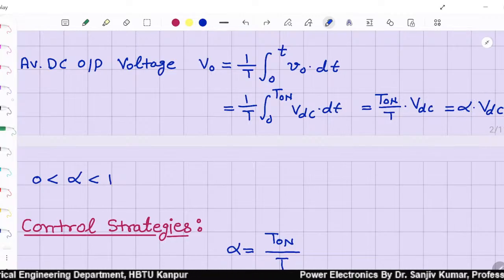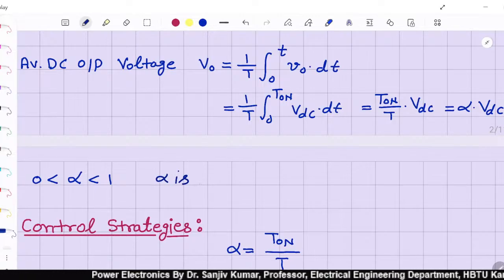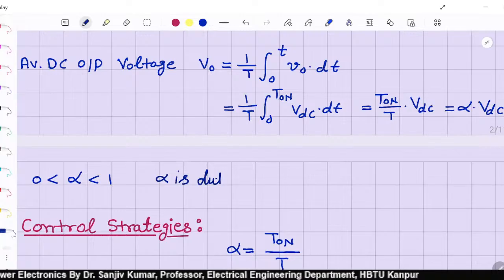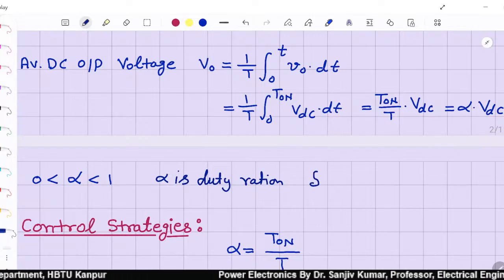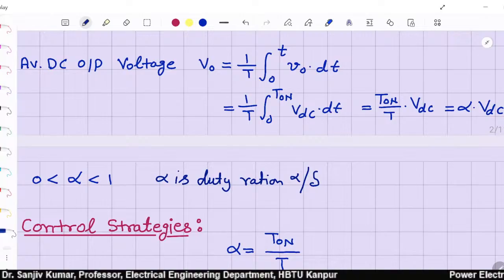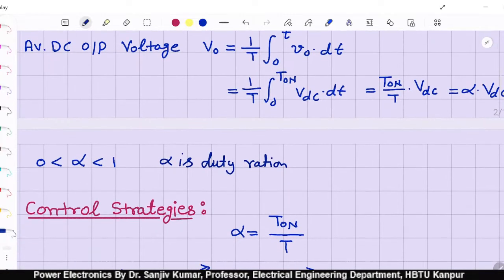Let me write, alpha is the duty ratio. Some books show alpha, some books show delta, right? Sometimes we call it alpha or delta. Both are duty ratio. Clear?